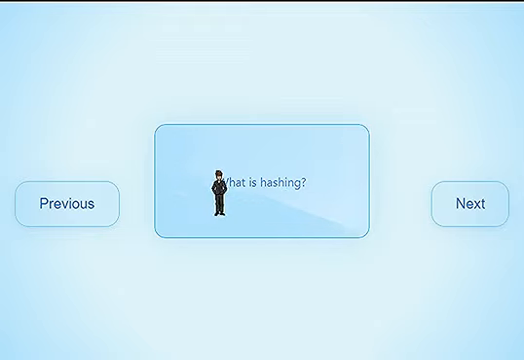What is hashing, and why is it important in computer security? Even kindergartners could answer this.